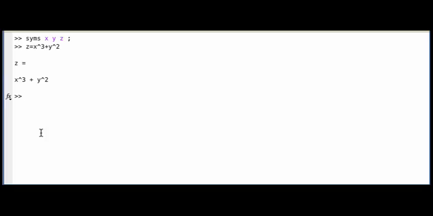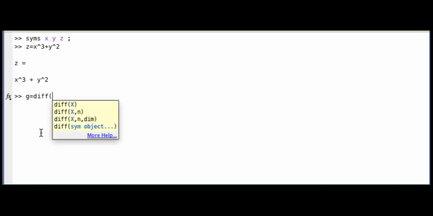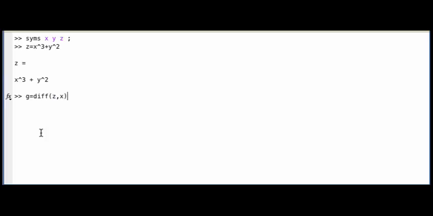Good. Okay, so now that we have our function, let's go ahead and see what the partial derivative of this function looks like. And so the partial derivative function is just diff. So you say I want to take the derivative of, say, z with respect to any one of its variables. So we could do z with respect to x. And let's see what that looks like. Okay, indeed, that's sort of what we expected.